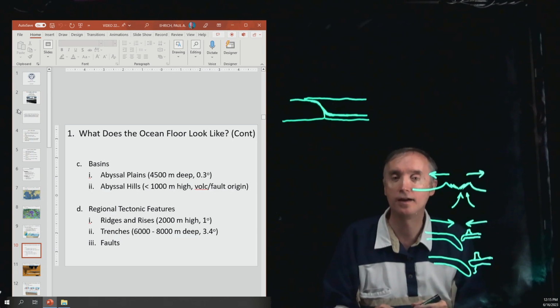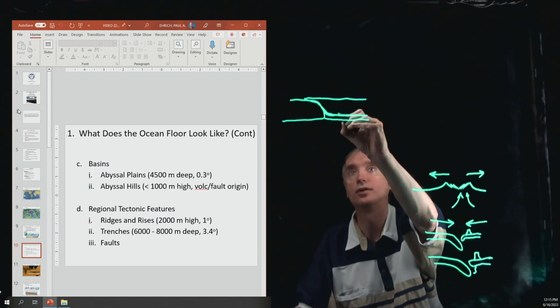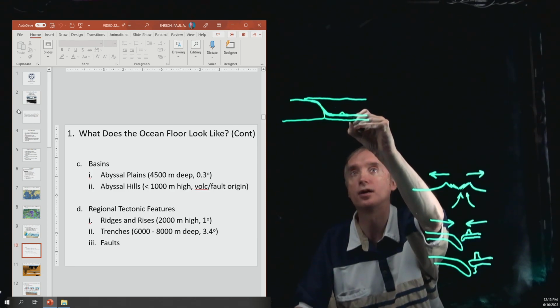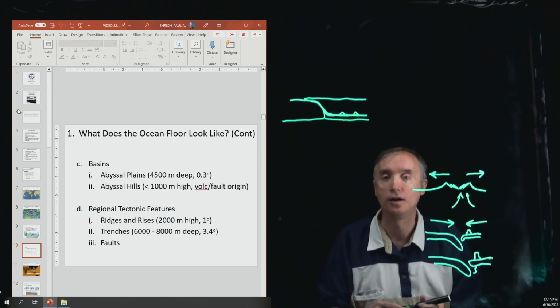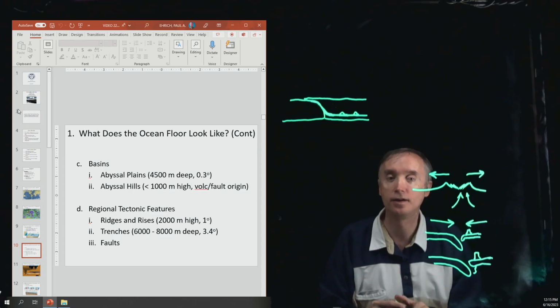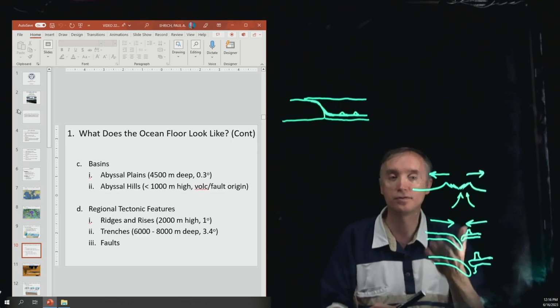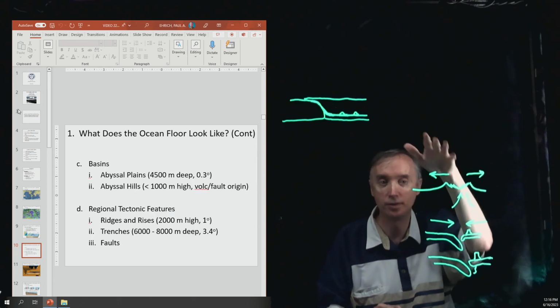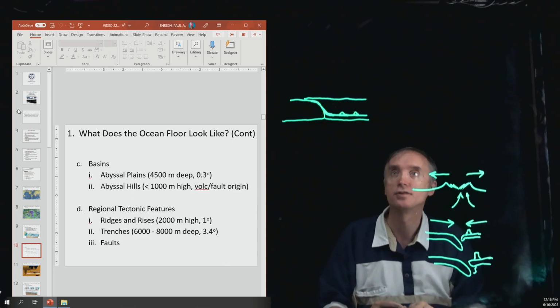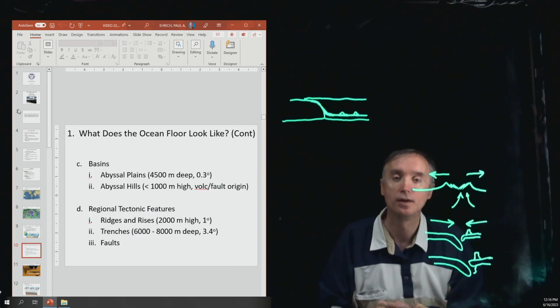Then you also have abyssal hills. If we were to put a couple of hills on here, they're on the floor of the abyssal plains. They're less than 1,000 meters high. They could be volcanoes that are covered up with sediment, or they could be places where the ground has been pushed up by faulting, and then sediment is covering that fault. So that's what those things are.